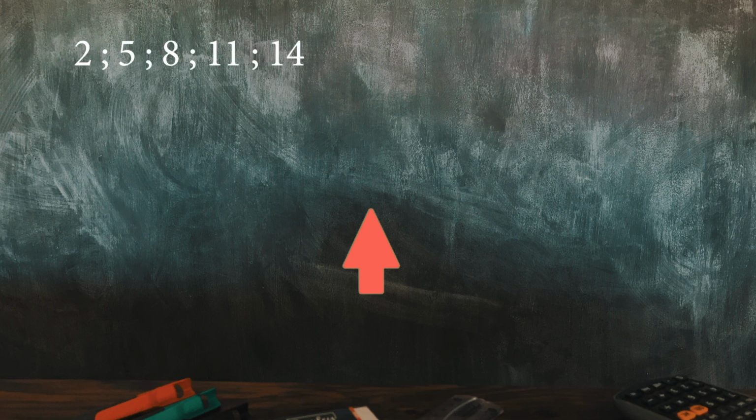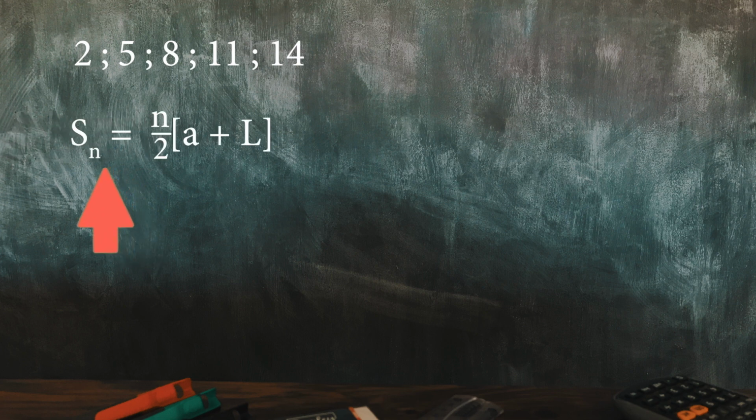We are going to make use of exactly the same arithmetic series as in the warm-up. So here is the first formula. There it is. This means that the sum of a certain amount of terms is equal to that amount of terms, n, divided by 2, and then in brackets we've got a plus l.